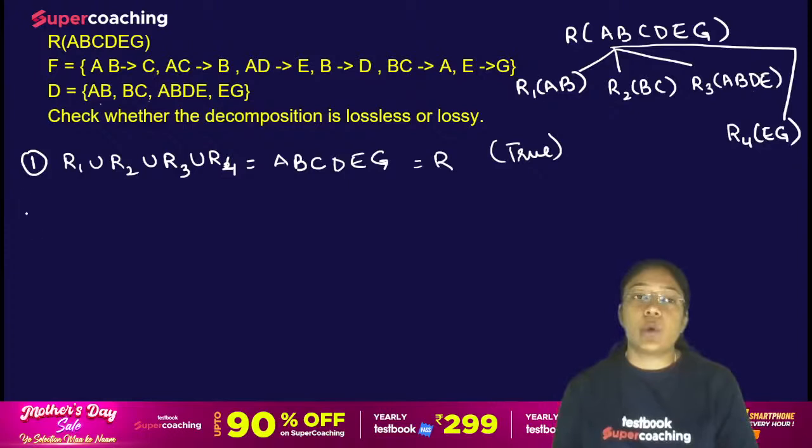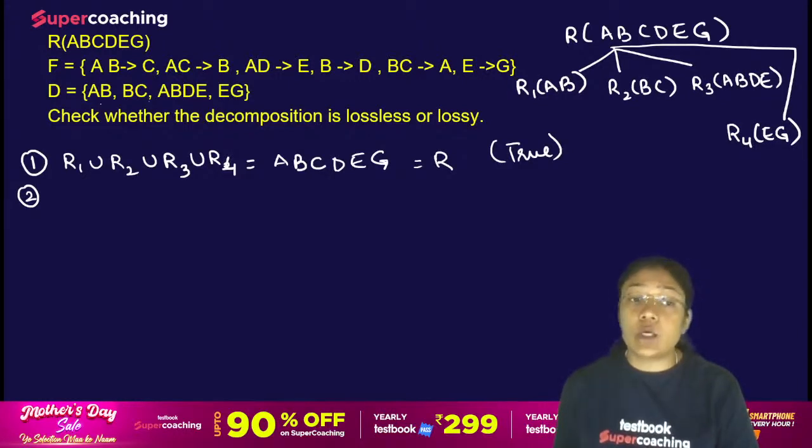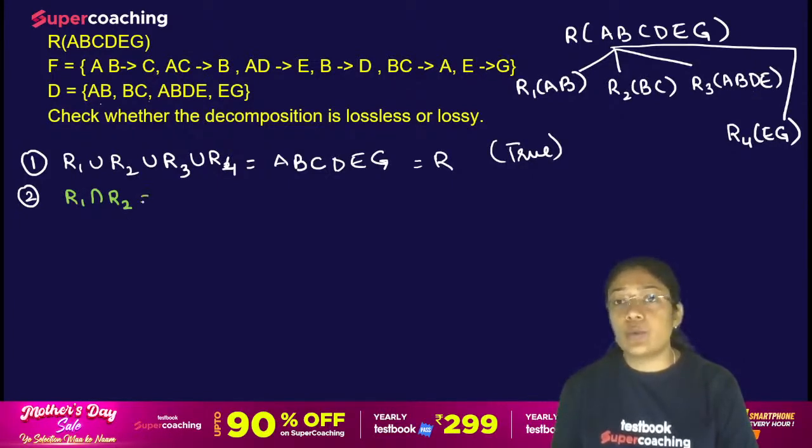Now let's move on to step 2. Take any two subrelations. Which two to take? It's completely your choice. Take any two subrelations and try to join them. When will we join them? If we are getting the key attribute. So first of all, I'm considering R1 and R2. R1 intersection R2, we are getting B as the common attribute. So find out B closure now. B closure is B, and B is determining D.